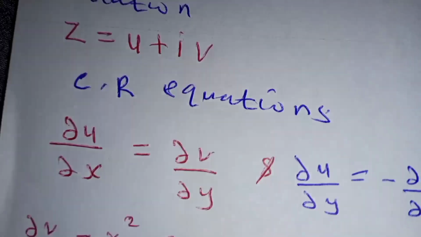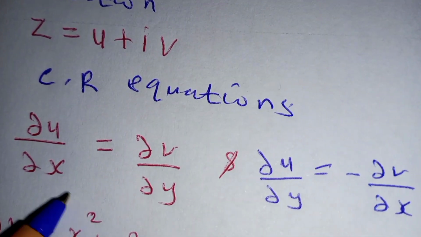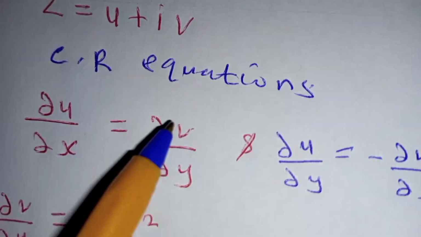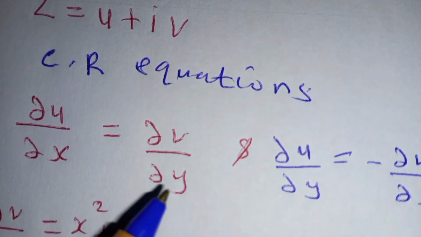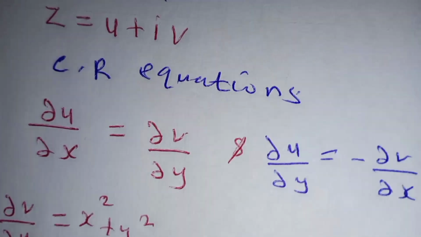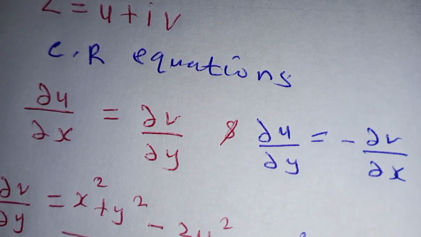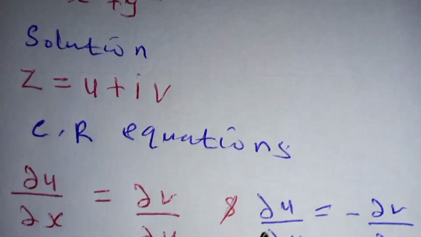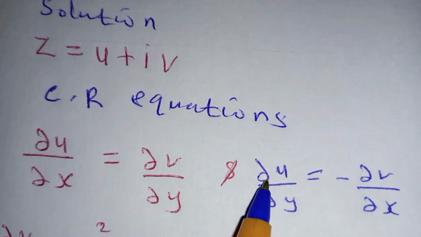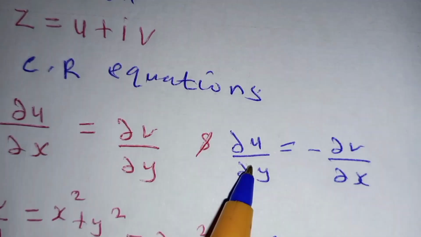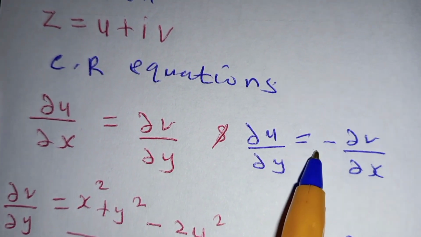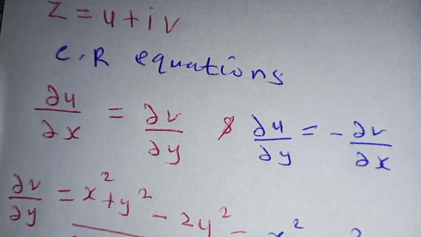And the Cauchy-Riemann equations tell us that if you find the partial derivative of u with respect to x, it should be equal to the partial derivative of v with respect to y. Simultaneously, the partial derivative of u with respect to y should be equal to the partial derivative of negative v with respect to x.